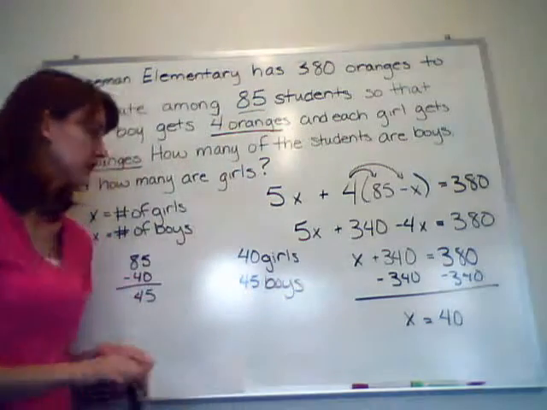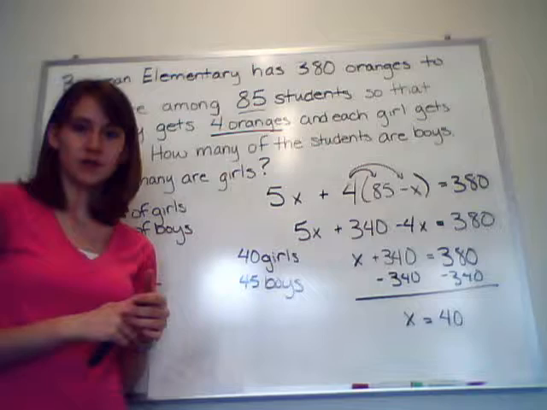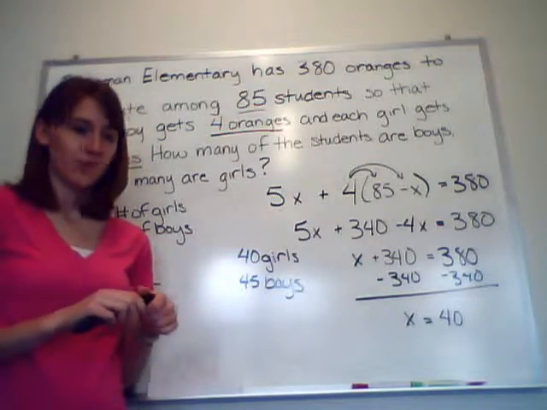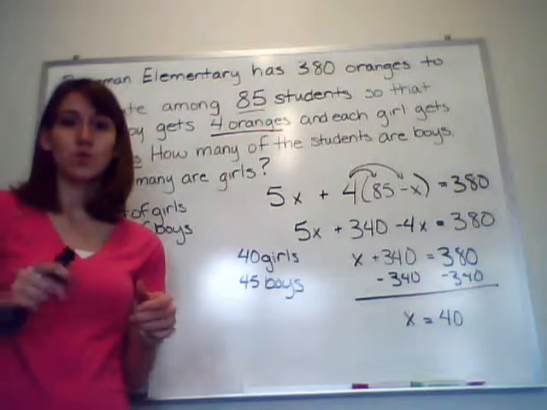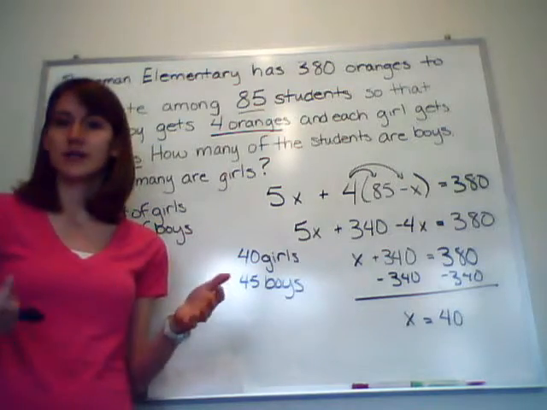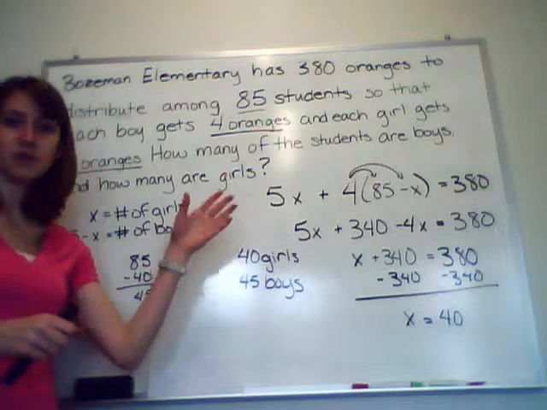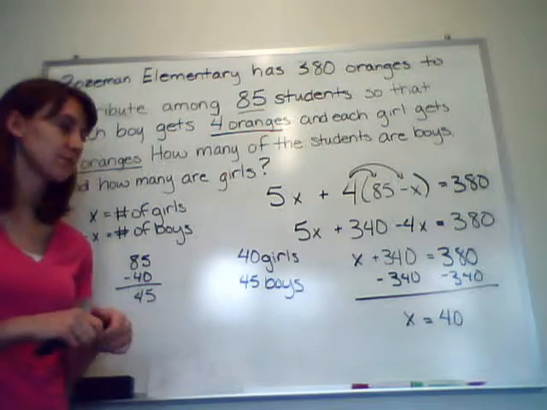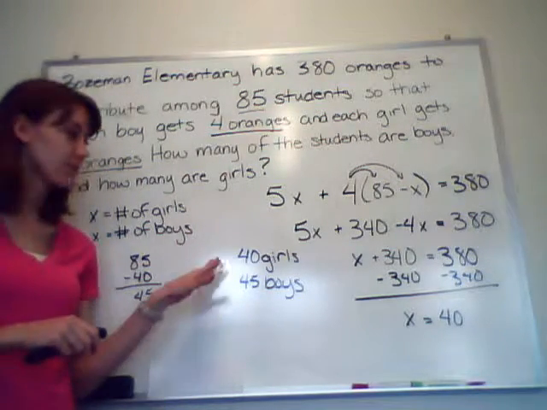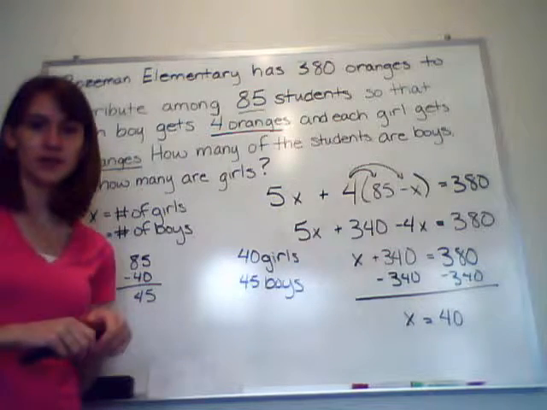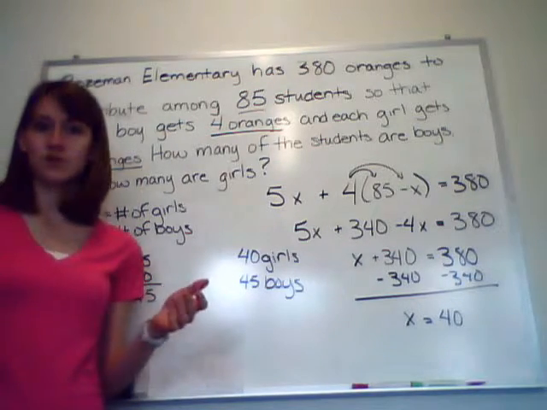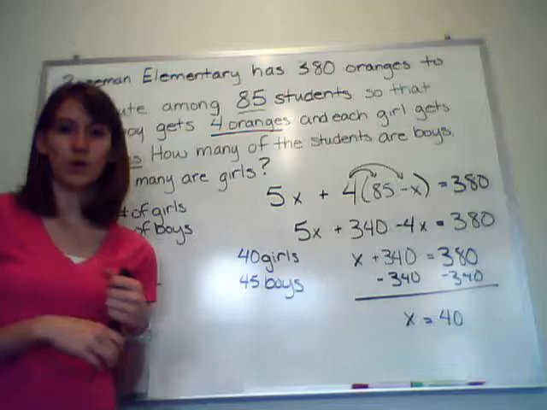And we have determined that we have 40 girls and 45 boys. And this was just a simple way with only one variable. We didn't have to bring another one in to show how to work through a word problem, and come out with a simple answer of 40 girls and 45 boys. And that is how you solve linear equations using one variable.